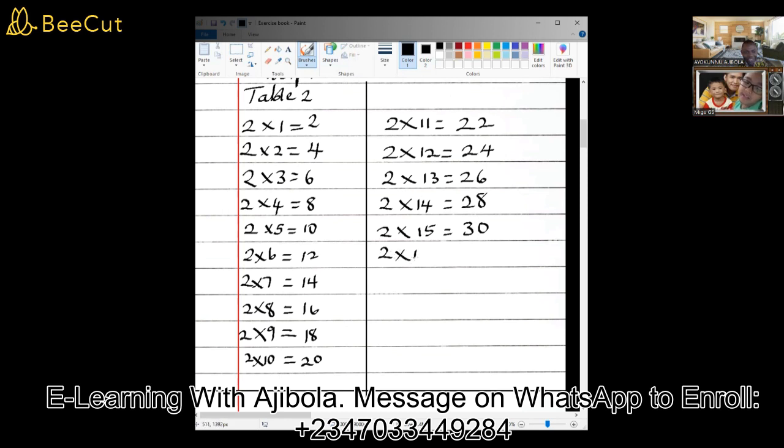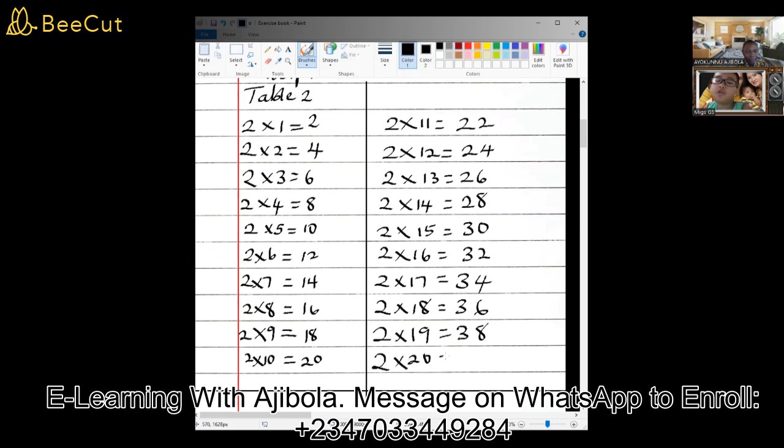What about 2 times 16? That's gonna be 32. What about 2 times 17? That's 34. What about 2 times 18? 36. Good. So we do 2 more. What about 2 times 19? 38. Good. Finally, 2 times 20? 40.